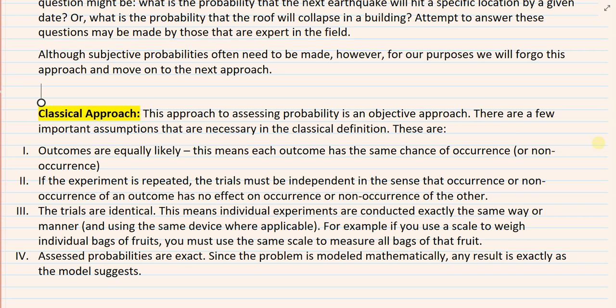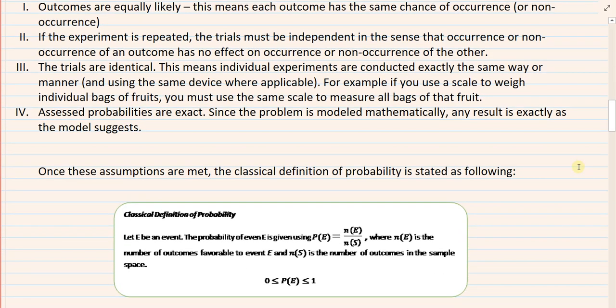What we mean by exact is that with the classical approach, the probabilities are modeled mathematically. Usually you don't actually conduct the experiment. For example, if I want to know the probability of a tail in a flip of a fair coin, I don't need to get a coin out and actually flip it. I can say there are 2 possible outcomes, and there's only 1 tail, 1 head, so the probability is going to be 1/2. In that sense, the probabilities are exact because I have a count for the numerator and a count for the denominator.